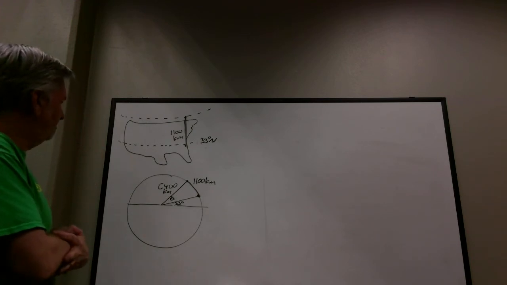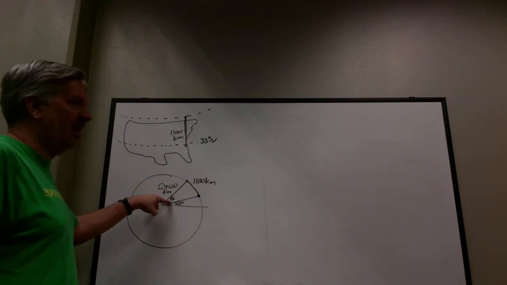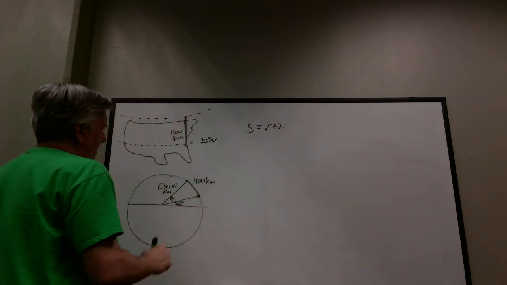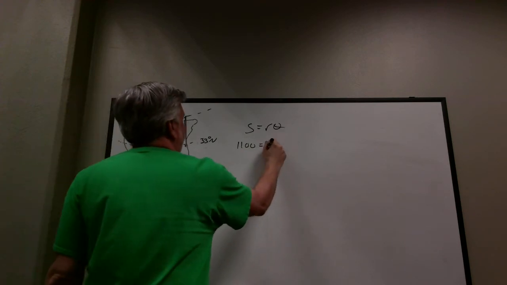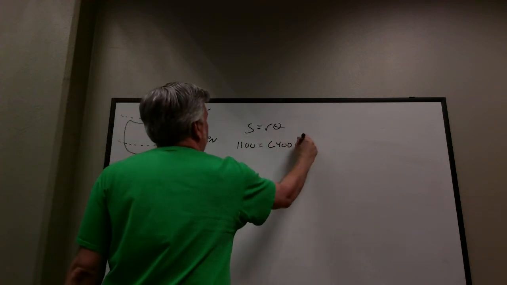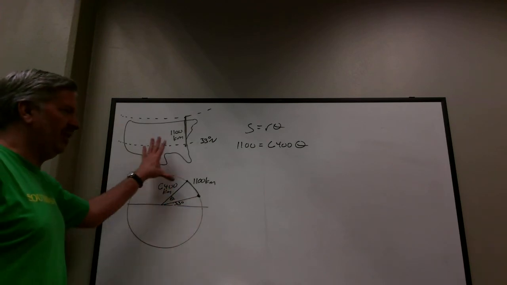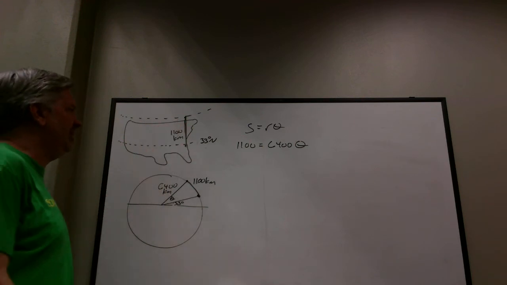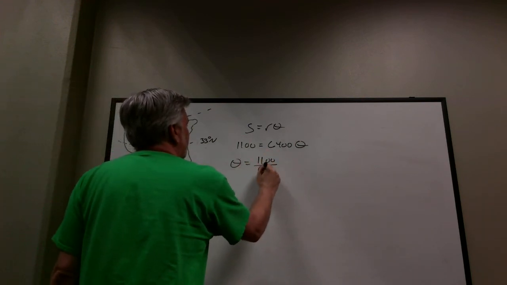Well, we know S, we know r, and we need theta. We know the formula: S is r theta. The arc length, they told us, was 1,100 kilometers. The radius of the Earth is 6,400 kilometers, and we're looking for theta. So the hard part here is figuring out what information the problem is giving. Once you understand that, the math is easy. So theta is 1,100 over 6,400.